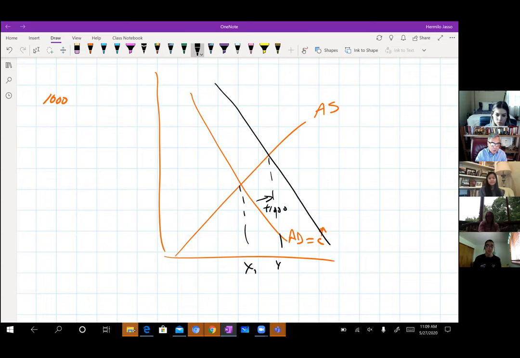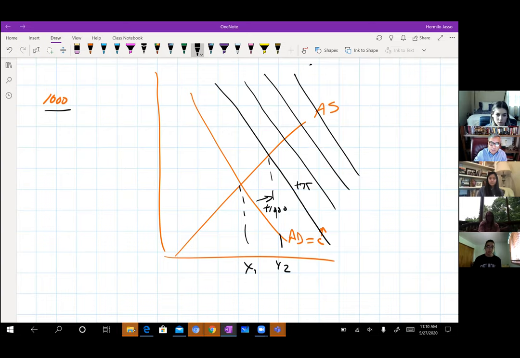And then that $1,000 was going to become the income of someone else, and someone else is going to spend, let's say, 75% of that. So they're going to spend another 750. So consumption goes up by 750, plus 75. And then that was going to become the income of someone else, and somebody else was going to spend 75% of that. And it will go, and it will go, and it will continue until we stop right here.